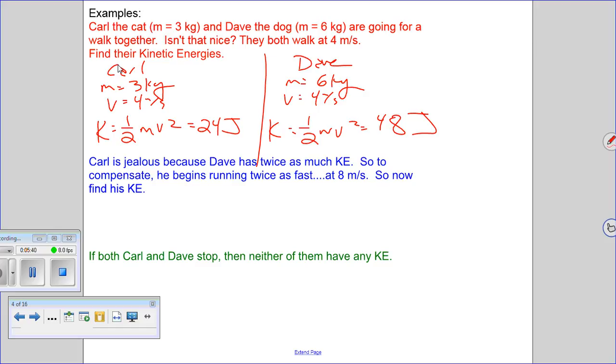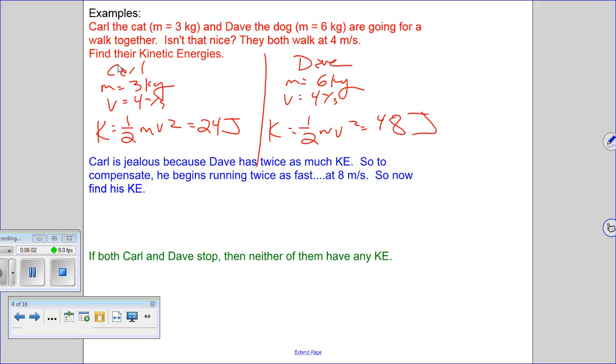All right, so in the next example, Carl gets jealous because Dave has twice as much kinetic energy, right? So he goes, oh, well, I'm going to catch up to him. I'm going to go twice as fast. Will doubling the velocity double the kinetic energy? No. Why not? Because of the squared, right? So it's not directly proportional. It's a direct square relationship is what we'd call that.